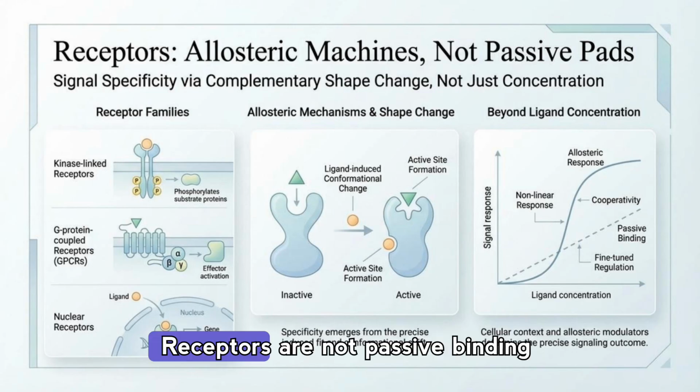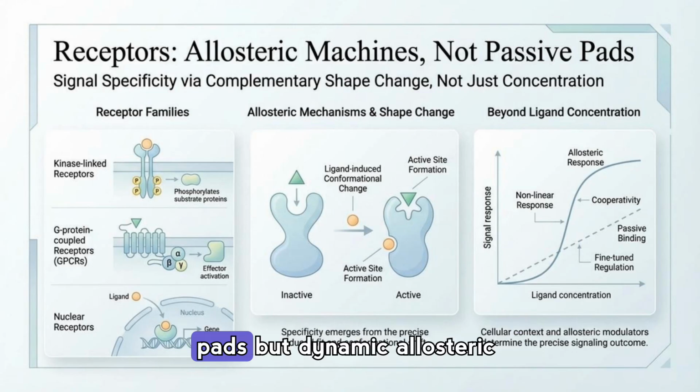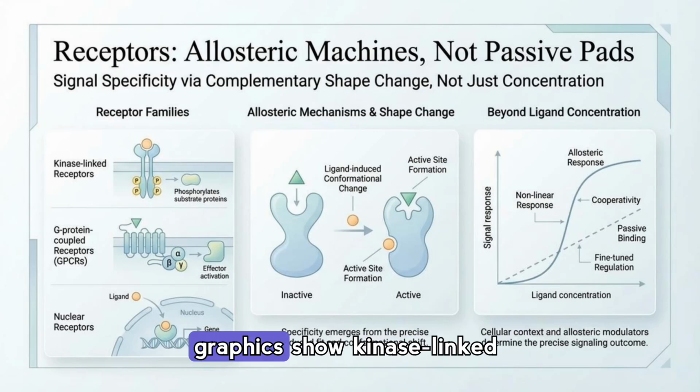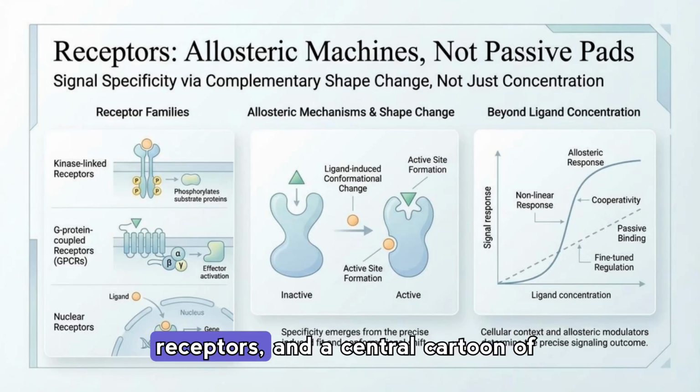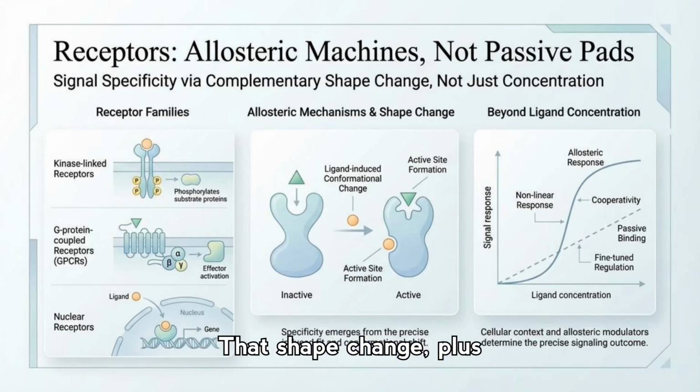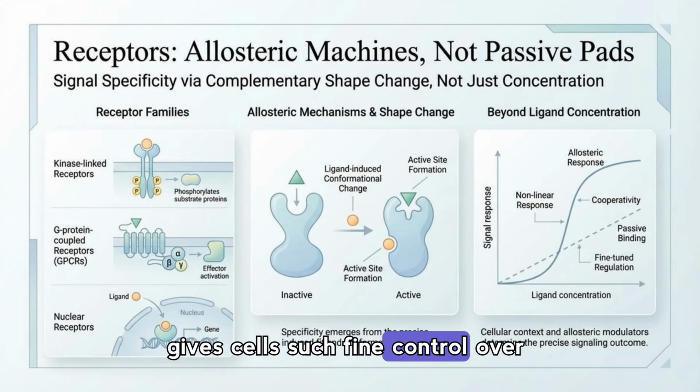Receptors are not passive binding pads, but dynamic allosteric machines that change shape to determine signaling outcomes. The graphics show kinase-linked receptors, GPCRs and nuclear receptors, and a central cartoon of ligand-induced conformational shifts. That shape change, plus cooperativity in context, is what gives cells such fine control over whether a signal is amplified, dampened, or precisely tuned.